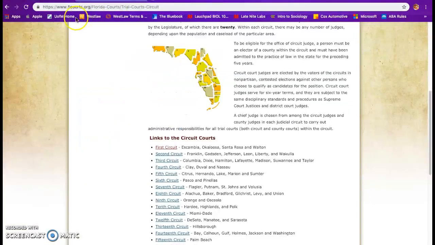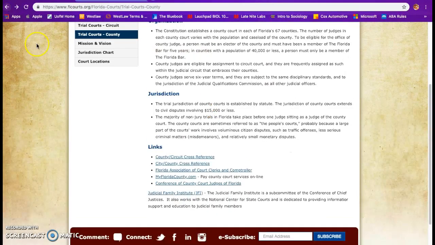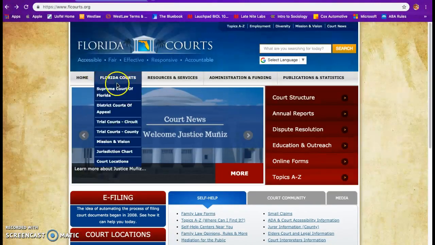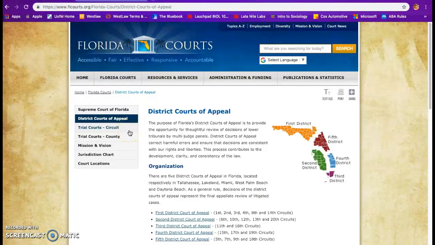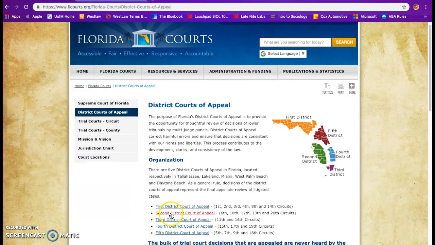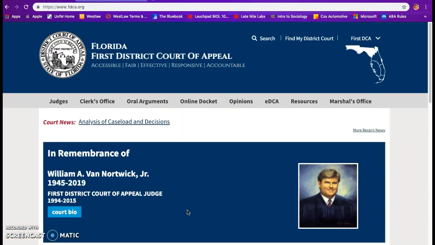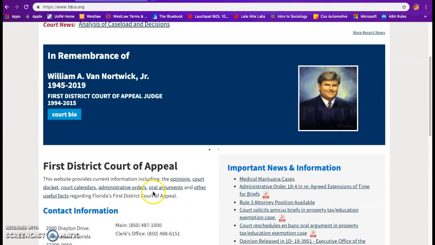All right. Now, if there was a situation where there was an appeal, I will go back to my beginning, where I will go to the District Courts of Appeal. And again, the District Courts of Appeal is also divided by the county that the person lives in. And in my situation, this was the first district court. So the first district court of appeal will hear cases from the first, second, third, fourth, eighth, and 14th circuit courts. Okay, so they will take either one of these.